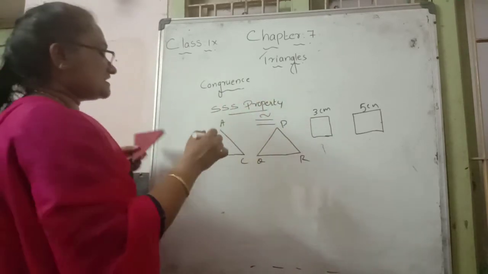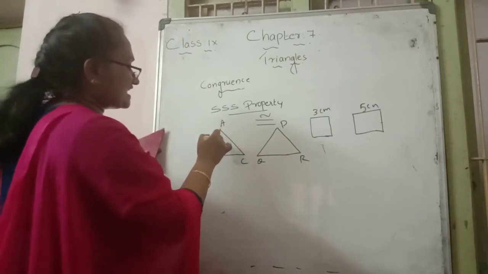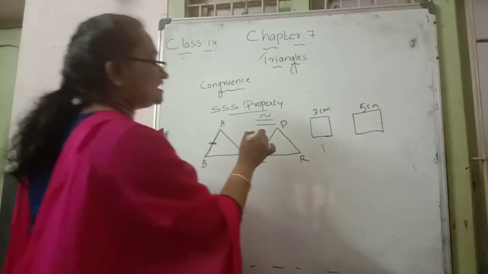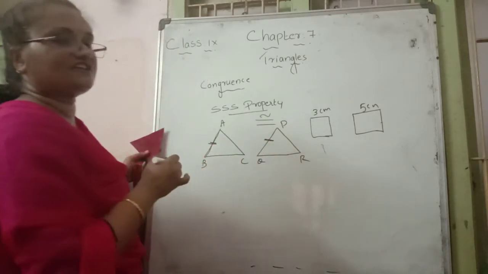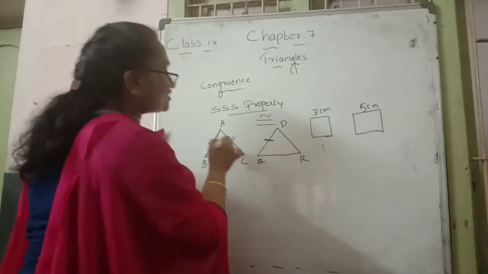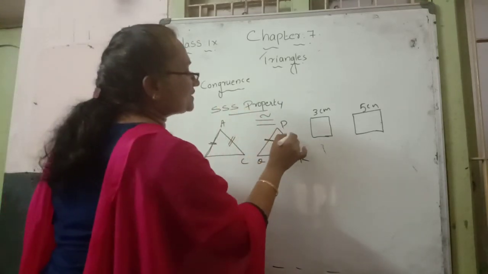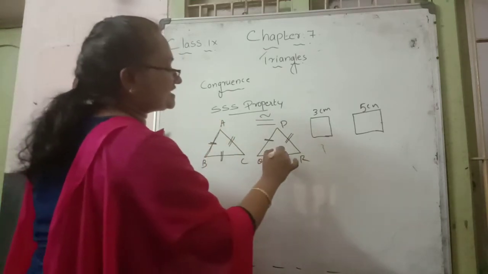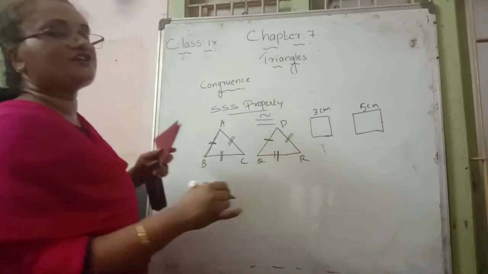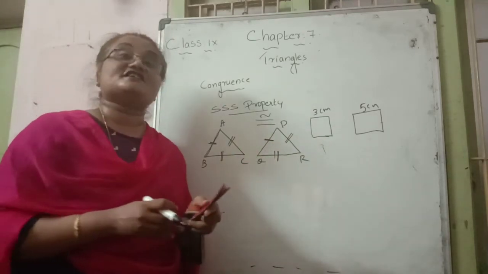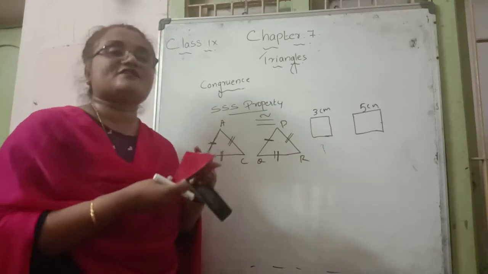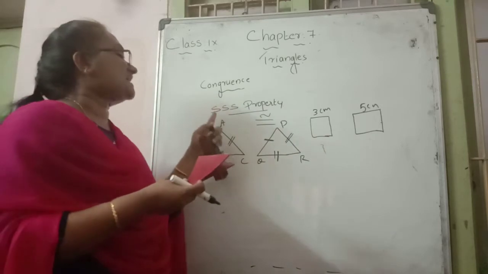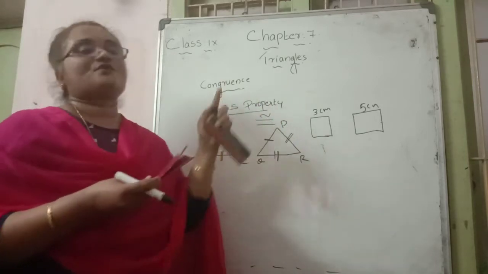The SSS property says that in the first triangle, taking side AB, it is equal to side PQ of the second triangle. Side AC of the first triangle is equal to its corresponding side PR. Side BC of the first triangle is equal to side QR of the second triangle. If they are equal, then we can say these two triangles are congruent, and they satisfy the SSS property.